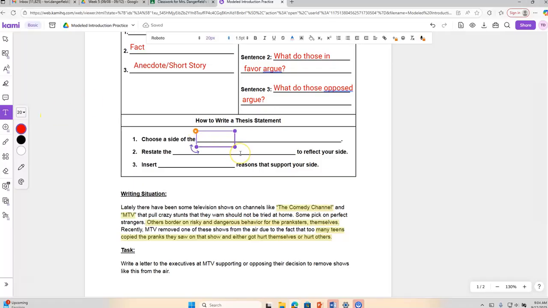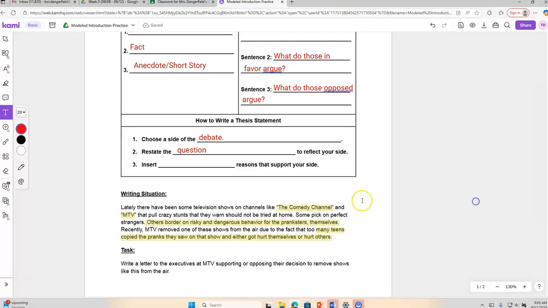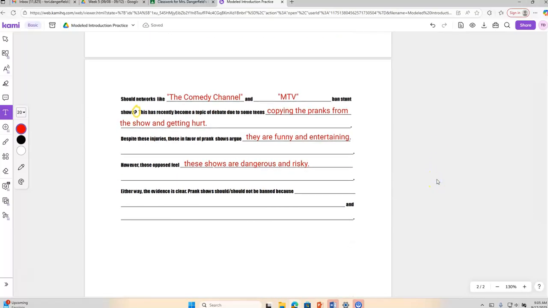For our thesis statement, we have to choose a side of the debate. So we have to decide, do we personally think that prank shows are good or bad? Then we're going to restate the question that is being asked to us. In other words, the question here is, should these shows be banned? And when we restate, we're going to make sure that the restatement reflects our personal opinion. So we're going to say the shows should or the shows should not be banned. And then remember, the key number to remember with thesis statements is 2. So after we choose our side, we're going to give 2 reasons for why we feel that way.